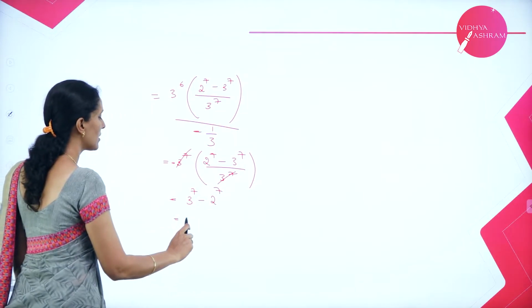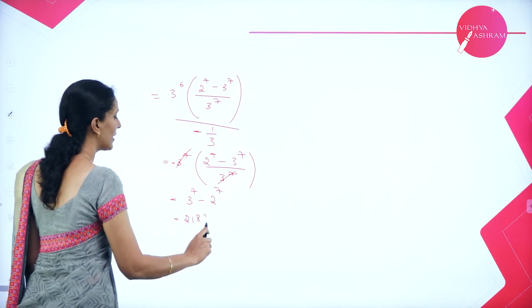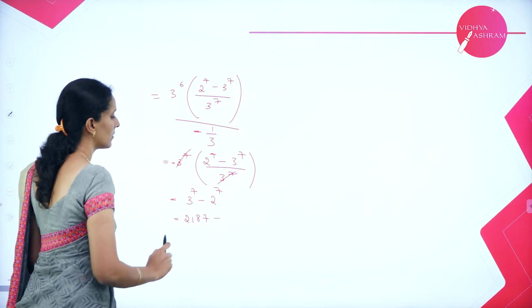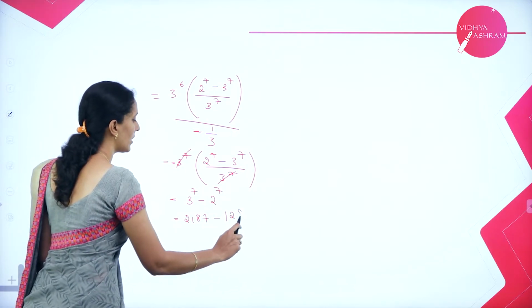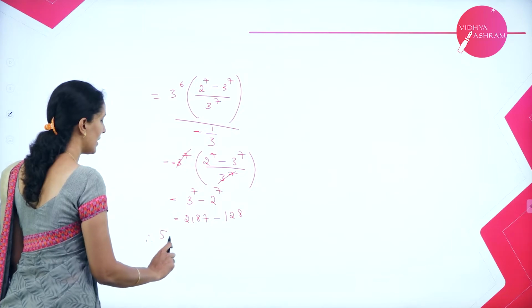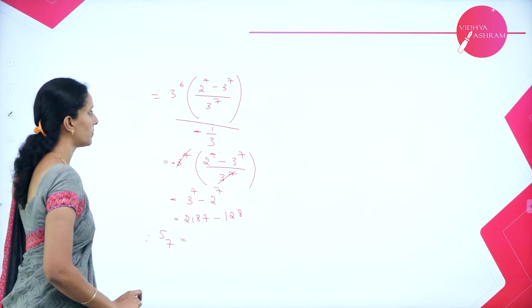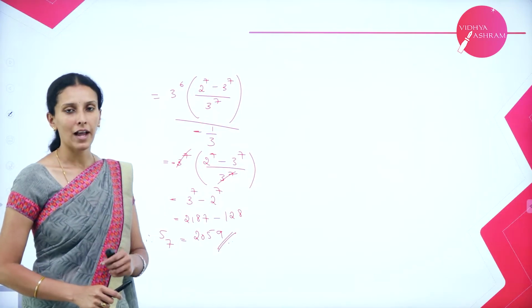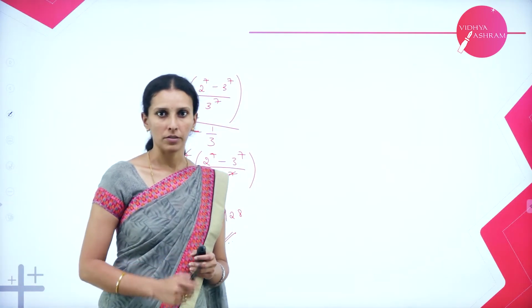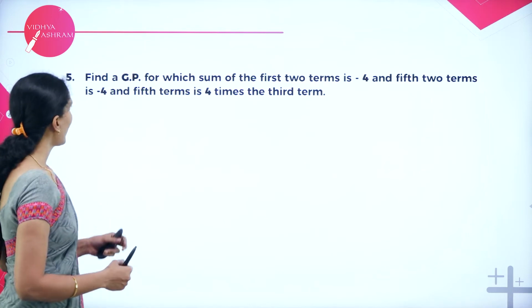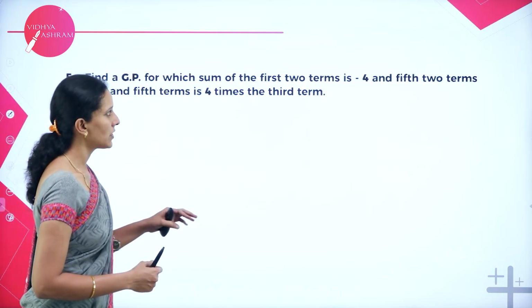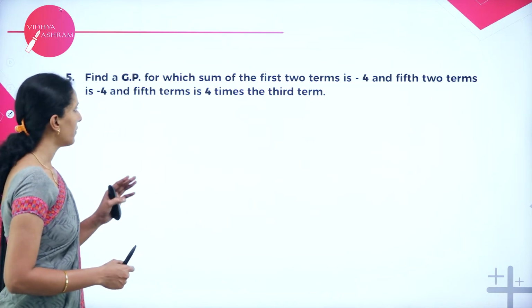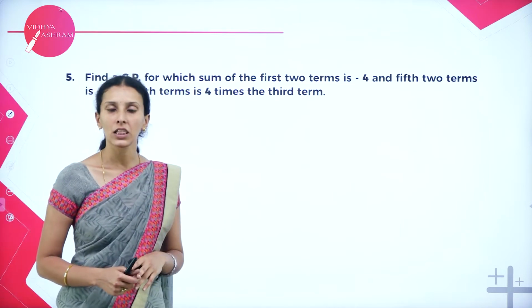So the value is 2187 minus 128. So therefore, S7 is equal to 2059. So this is the value for the given question. Next question. Find a GP for which the sum of the first two terms is minus 4 and the fifth term is 4 times the third term.